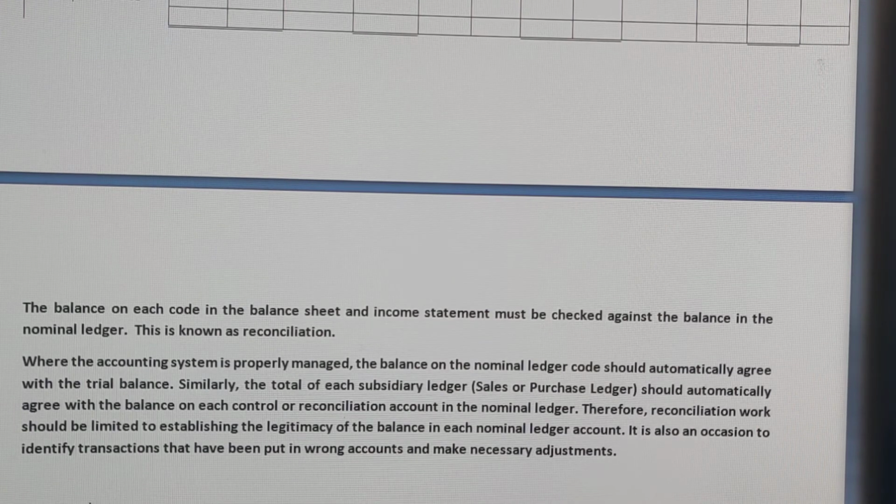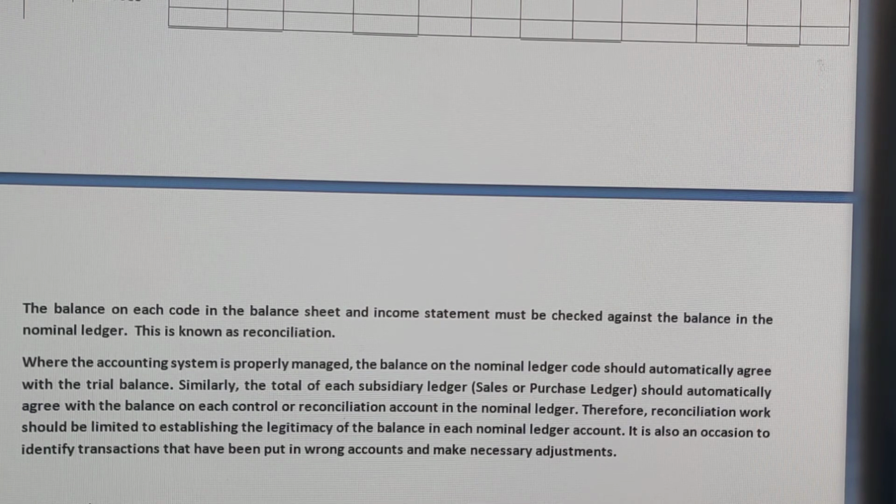That is, the reconciliation should be aimed at ensuring that the transactions in the nominal ledger are properly documented and are understood. Everybody knows what has happened, and there are papers to support what has gone into those accounts. That is what reconciliation is all about. It is also an occasion to identify transactions that have been put in wrong accounts and make necessary adjustments.